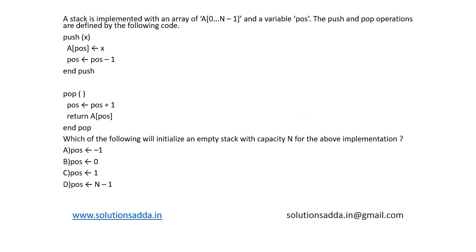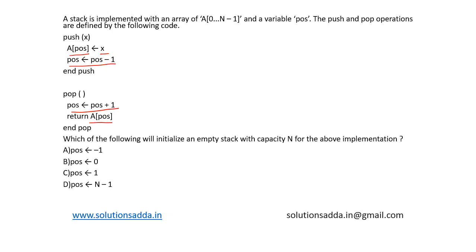This is a previous year ISRO question. A stack is implemented with an array of size n and the index ranges from 0 to n minus 1, and there is a variable pos. Push and pop operations are defined below. While pushing an element, we push the element x into the array indexed by pos, then we decrement the value of pos. While popping, we increment the value of pos, then we return that particular value.